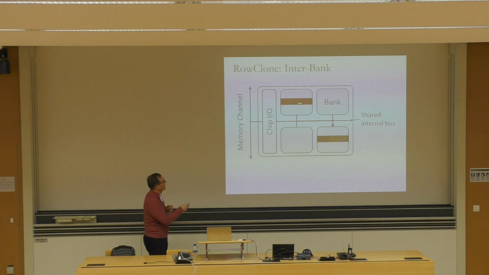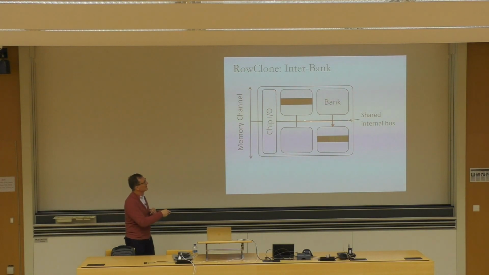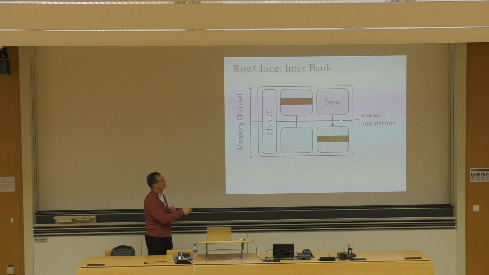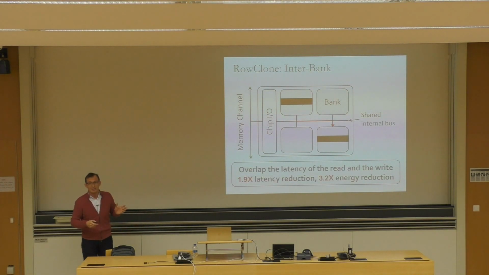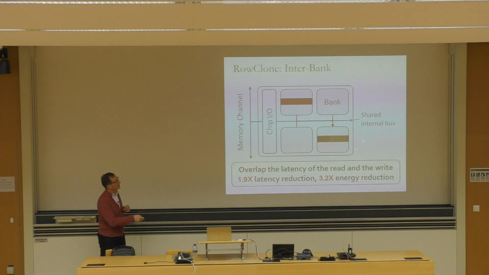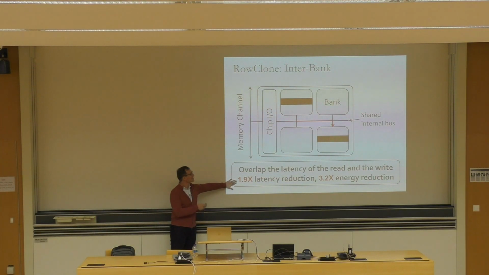Clearly you need to activate this row, and then read from here and write from here. So you need some changes to the memory controller, and you need very slight changes to the DRAM chip so that you can do this at the same time. Okay, that's the idea. So it overlaps the latency of the read and write over here, and as a result it leads to significant latency reduction, not as good as if we did it with the intra subarray, and still significant energy reduction, as you can see.